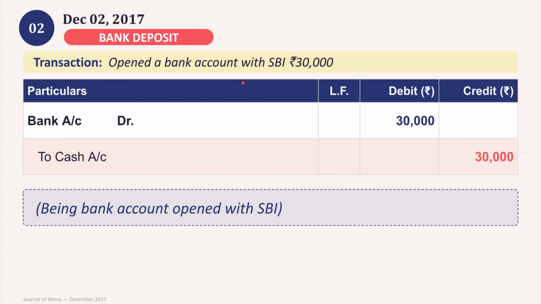Next, opened a bank account with SBI 30,000. So bank account debit. Now, money has come in the form of cash. So that cash I am depositing in the bank. Again bank is also an asset. So money is going from here to there. So there is an increase in bank balance, increase in asset, we are debiting bank account. Here cash, there is a decrease, right? That 30,000 is decreased. So we are crediting cash account. Bank account debit to cash account. Being bank account opened with SBI.